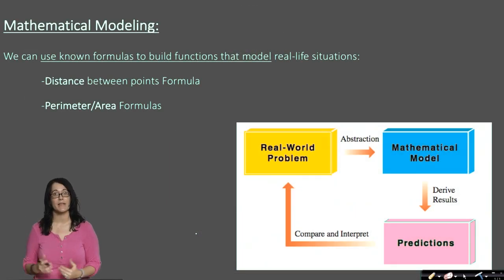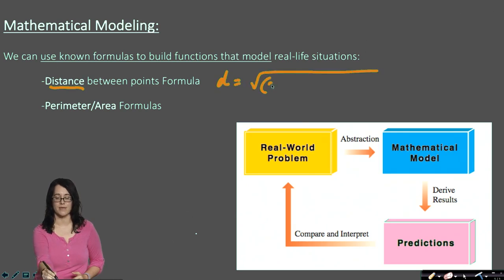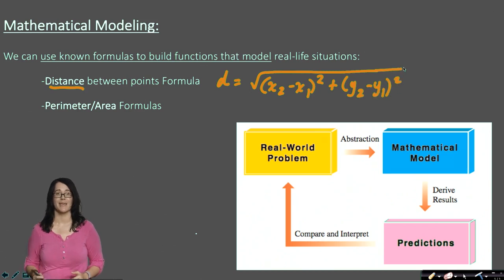To begin, let's remind ourselves of some formulas that we're always going to need to remember. Basic formulas like the distance between two points. For example, if you have two points, (x1, y1) and (x2, y2), remember that the distance between those points, d, was equal to the square root of (x2 minus x1, your horizontal distance) squared, plus (y2 minus y1, your vertical distance) squared, all under that square root. And it came directly from the Pythagorean theorem, right?